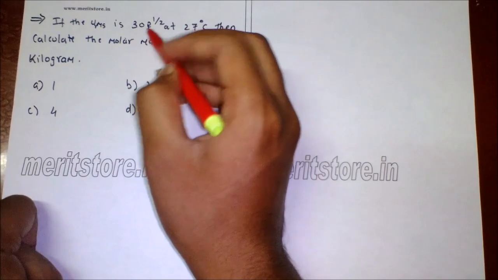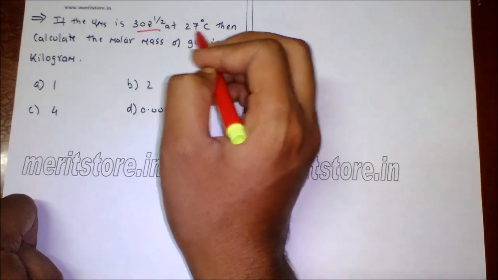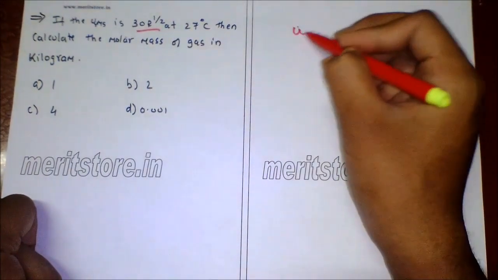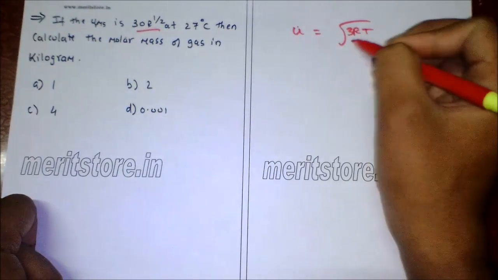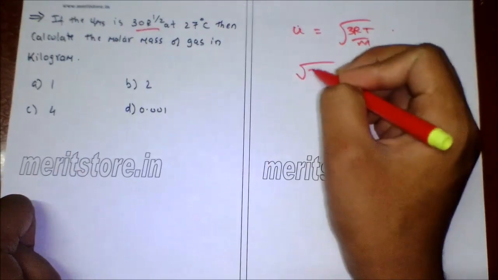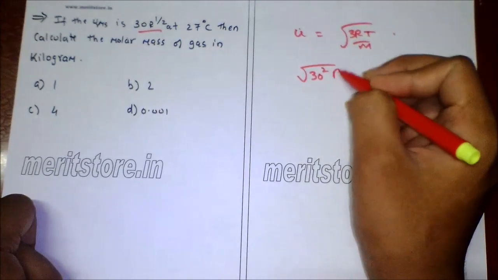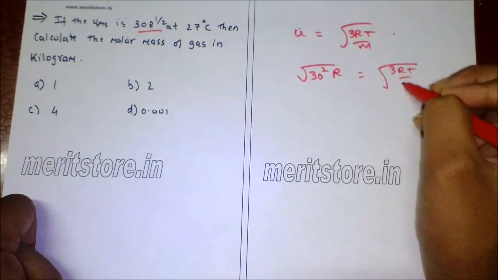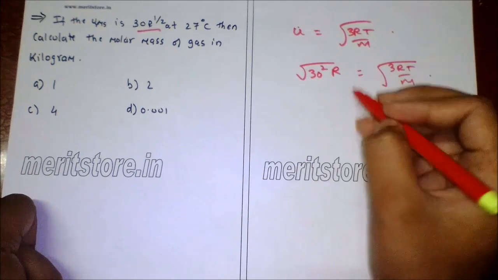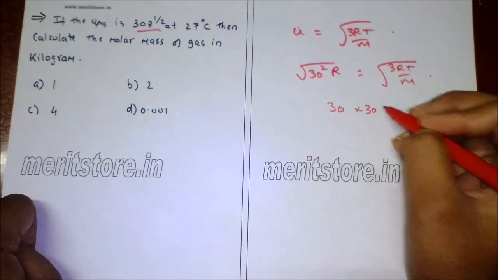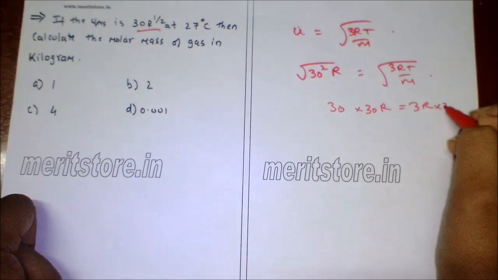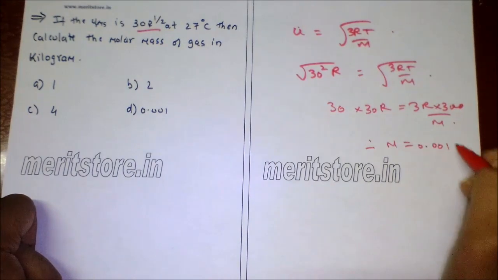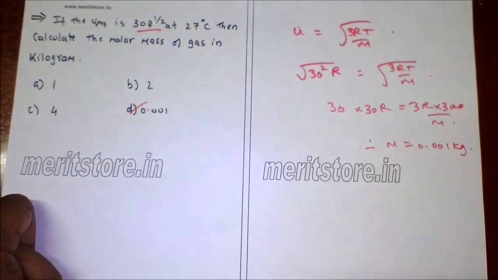If the RMS is this at 27 degrees Celsius, then calculate the molecular mass of the gas in kilogram. So RMS is equal to root of 3RT/m. So the RMS is 30 square... root of 3RT/m. Therefore 30 × 30 = 3R × 300/m. Therefore m comes out to be 0.001 kg. So option D is the correct answer.